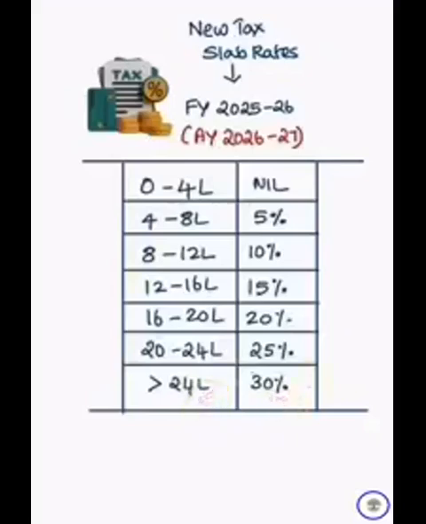So here we may have a question. There is a tax applicable up to 12 lakh. That is 4 to 8 has 5%, 8 to 12 has 10%. Then how do we say it is zero tax up to 12 lakhs?